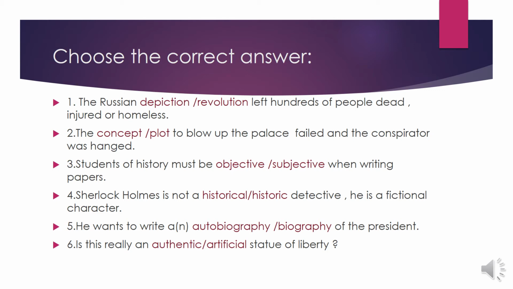Number three, students of history must be objective or subjective when writing papers. It means that students of history must not be affected by their own feelings or personal opinions. So the answer to number three: students of history must be objective. Number four, Sherlock Holmes is not a historical or historian detective. He is a fictional character, which means he is not a real character. So the answer is historical.